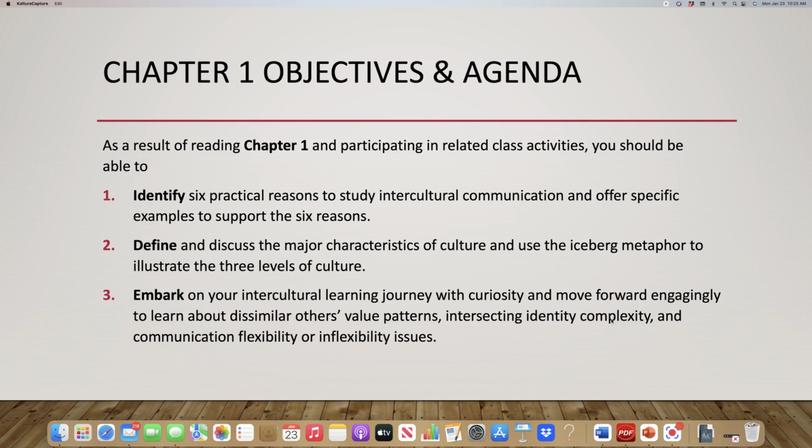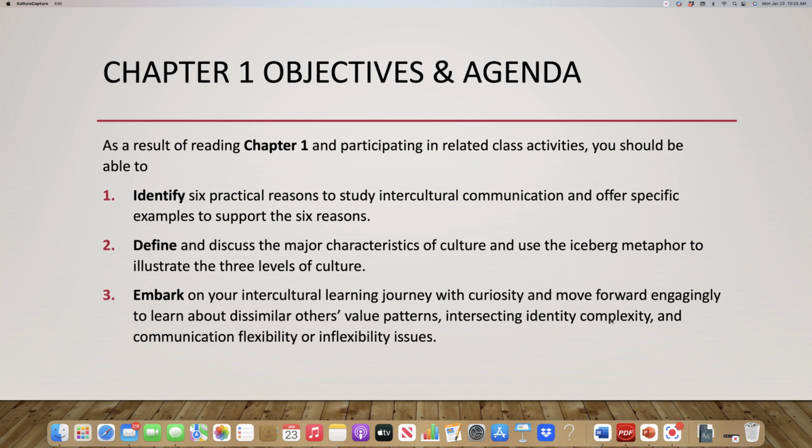We're going to spend the bulk of our time on number 2, which is define, which means we're going to look at vocabulary and discuss the major characteristics of culture. And especially we're going to use the iceberg metaphor to look at the 3 levels of culture, and tons of vocabulary to talk about there.